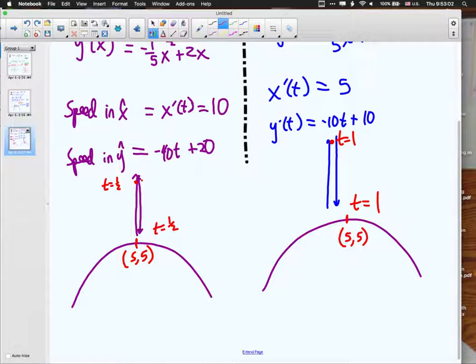So what's the use? Why are we talking about these at all? A, because they're important. That's true. B, because sometimes you might not even be able to graph in terms of y and x, when you can graph x of t and y of t each separately.